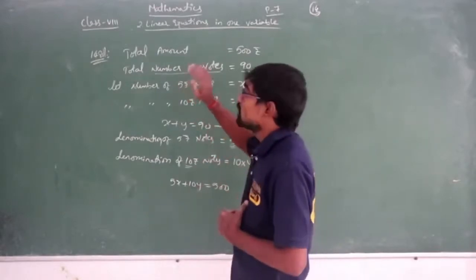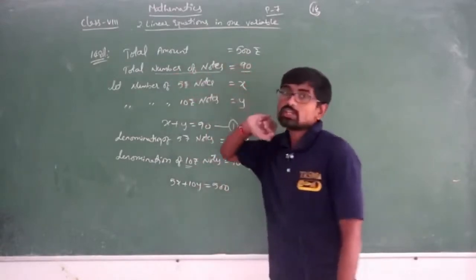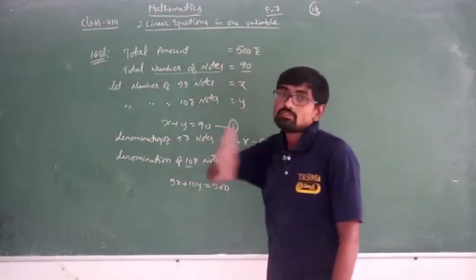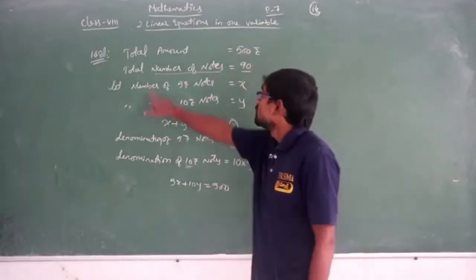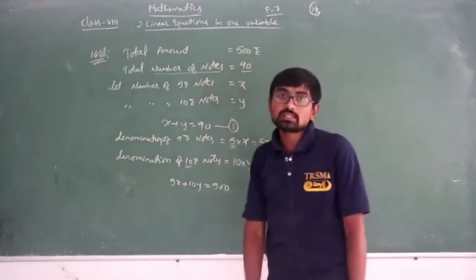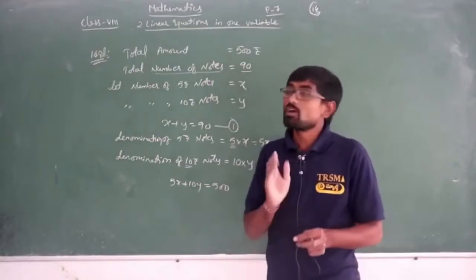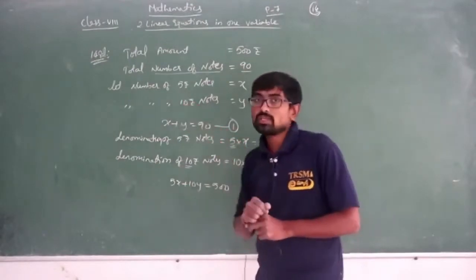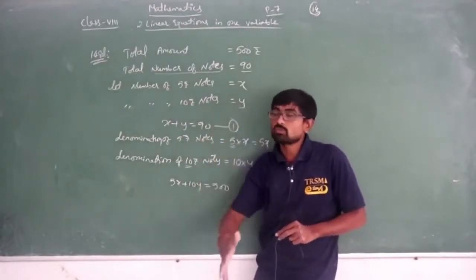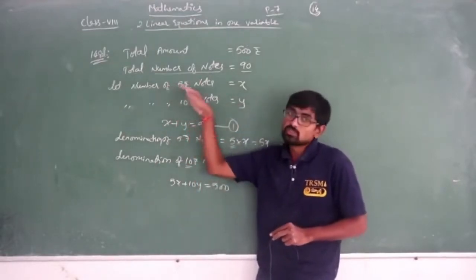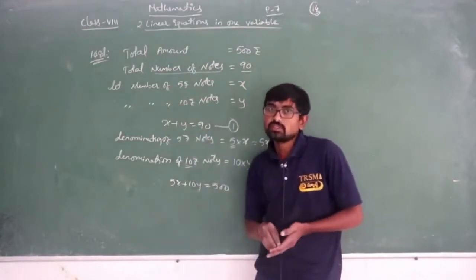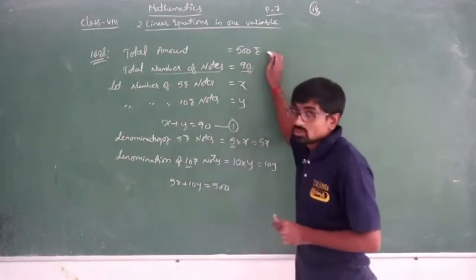In the question, the total denomination given is 500 rupees, and the total number of notes given is 90. The notes are in the form of 5 rupees and 10 rupees, so we don't know the number of 5 rupees notes and 10 rupees notes. Let me take 5 rupees notes as X and 10 rupees notes as Y. There are totally 90 notes.